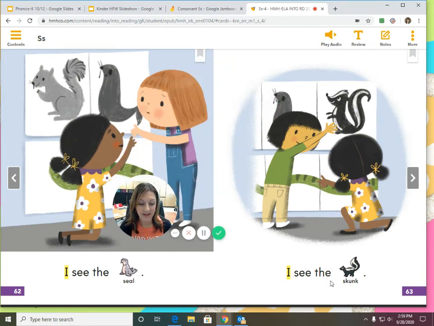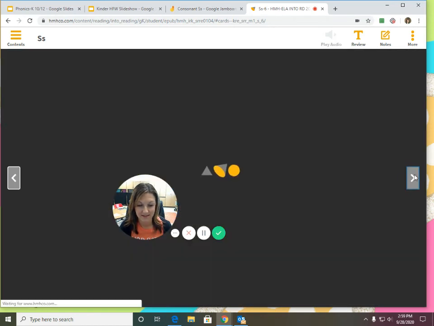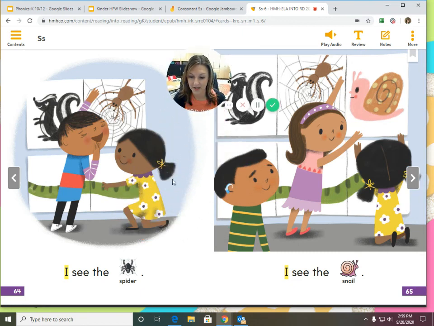I see the skunk. Now read it with me. Ready? I see the skunk. Good. So this little girl drew a skunk because it starts with the letter S. Here we go. I see the spider. Read it with me. Ready? I see the spider. So this little boy drew a spider for his animal.